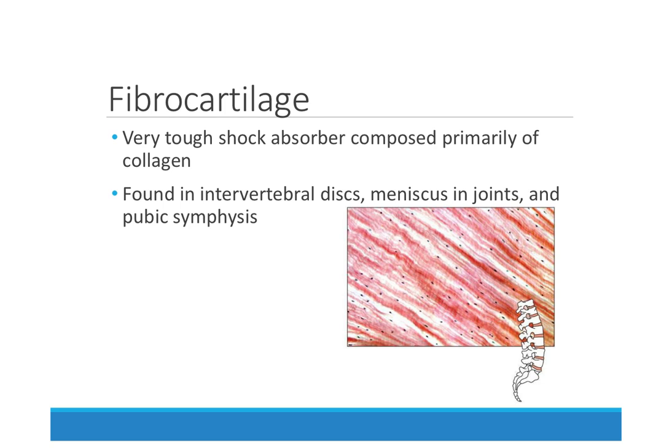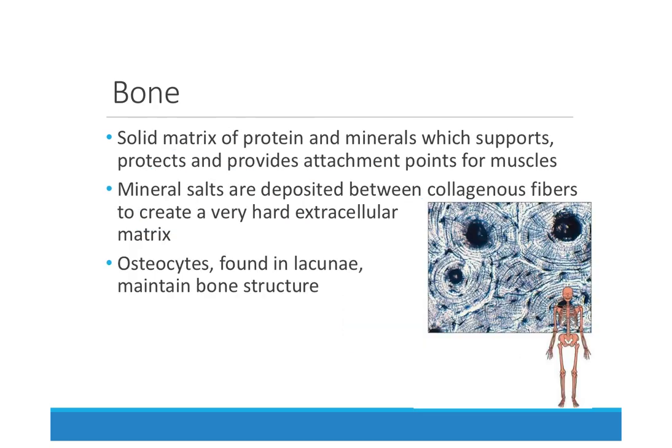Our last type of cartilage is fibrocartilage, and this is a very tough, shock-absorber kind of cartilage made primarily of collagen, and collagen that does go pretty much in parallel lines. It is the cartilage that is found between the bones of your spine, the intervertebral discs. It also makes up the meniscus in joints, which are shock-absorbing pads in your joints, and between the 2 bones found in your pelvis, where it joins in the front, the pubic symphysis.